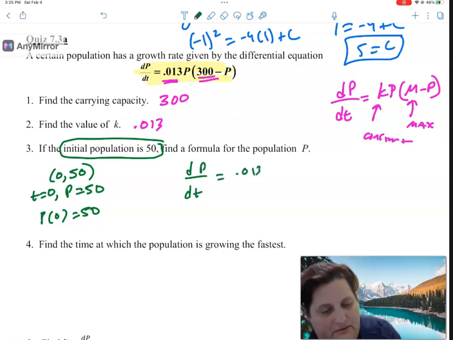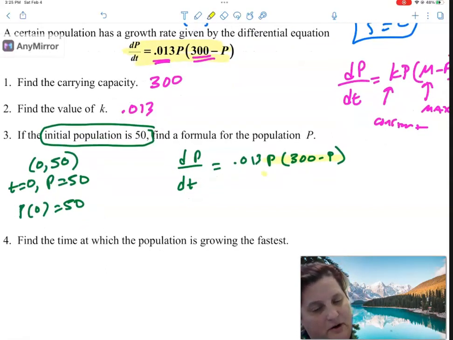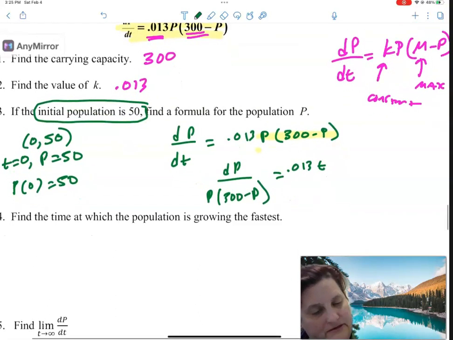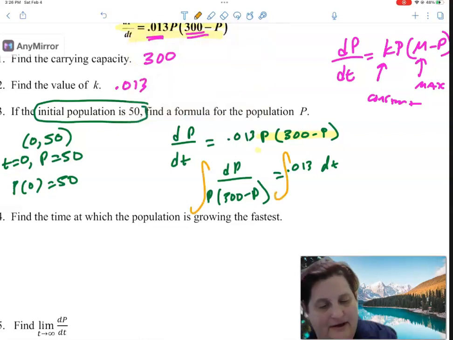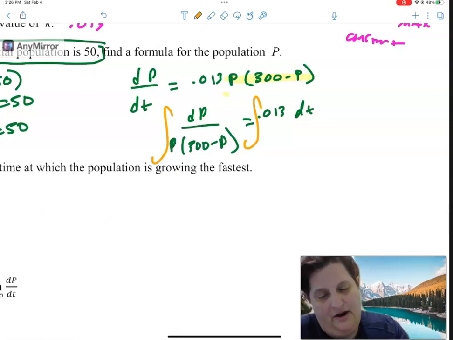I did this so many times, and it was always partial fractions, okay? So I'm going to move this part down. So I'm going to go, okay, dP over, and I'll move this part up. 0.013 dt, not t, just dt. Okay? Integrate both. Now this doesn't say show all the work, so I suppose you could just go to the formula, but that's all right. All right.